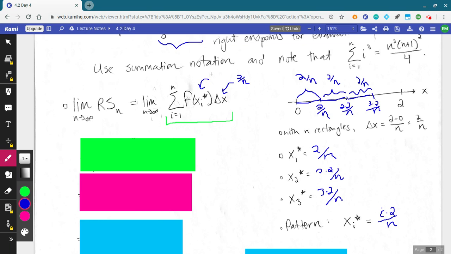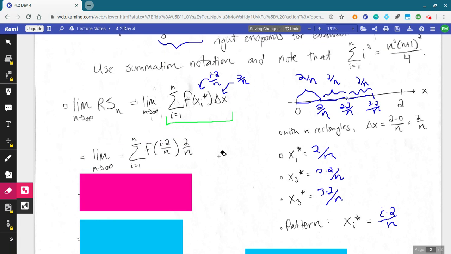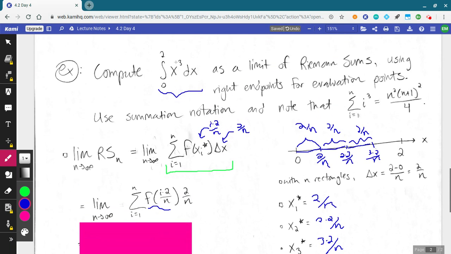And this is now what goes in for xi star inside our function. So plugging that in and swapping in 2 over n for delta x, we get the following. All right, now we need to use what our function actually is. Our f of x that we plug this into, we need to use what that function is. But our f of x is x cubed. So our function takes whatever we hand it and cubes it. So over here, we're going to get i times 2 over n, cubed.